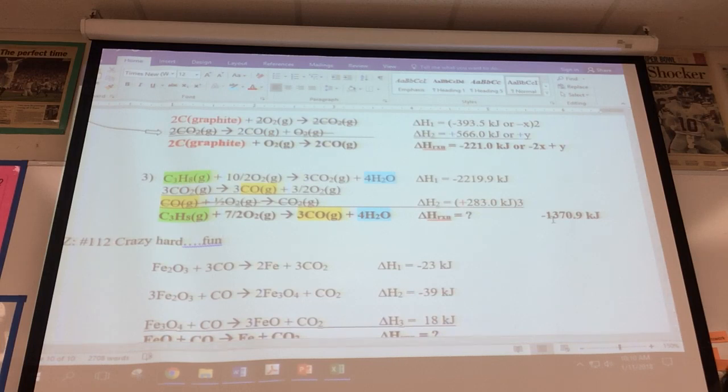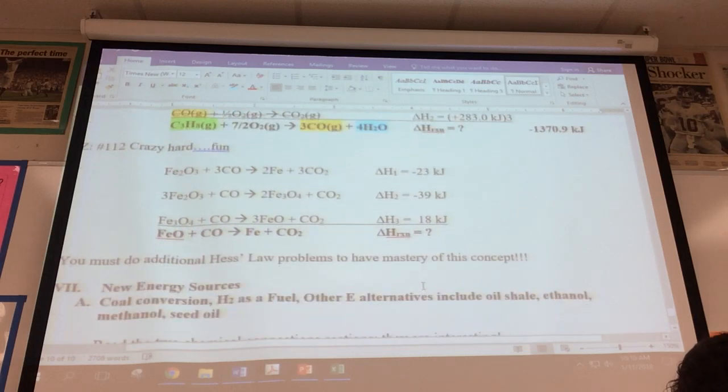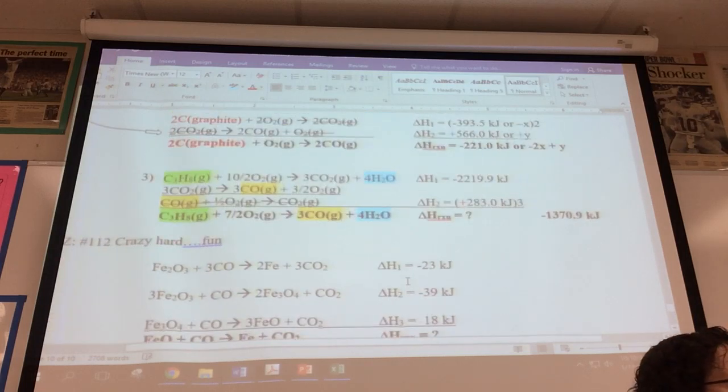Yes? Okay. So Hess's law, yep. Where did the 3 over 2 oxygen come from? Here. Initially it was 1 half, and when I multiplied by 3, I got 3 halves. Okay?